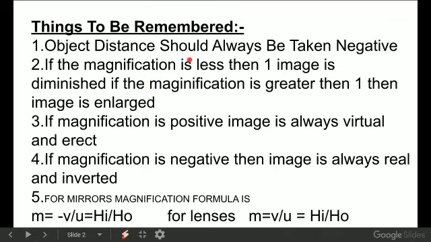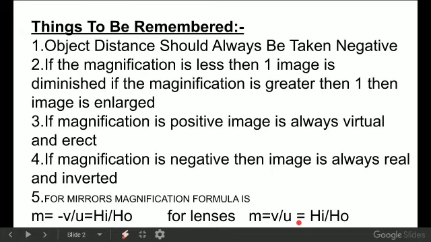Okay, so object distance should always be taken negative, and magnification less than 1 means diminished, greater than 1 means enlarged. Magnification positive means virtual erect. If the magnification is negative, it means real inverted. For concave and convex mirrors, m equals minus v by u, and for lenses it will be m equals v by u.